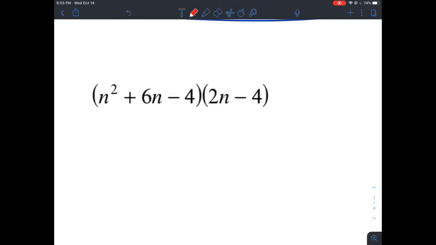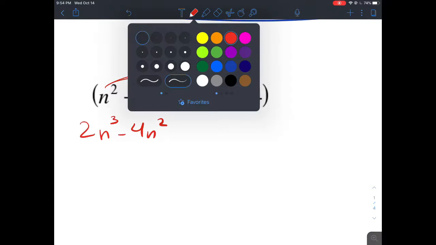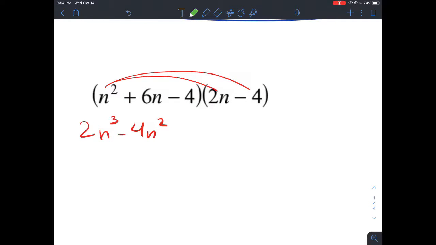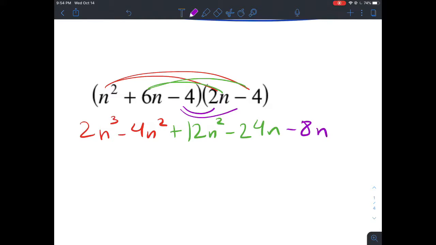All right. So we're going to go ahead and this first term needs to go visit everyone in the second group. So we end up with 2n cubed and a negative 4n squared. All right. Then we've got a positive 6n. So it's going to go visit everyone as well. So we get a plus 12n squared and a minus 24n. And then our negative 4 needs to go visit everyone. So we get negative 4 times 2n, which is going to give us a negative 8n, and a negative 4 times negative 4, which gives us a plus 16.